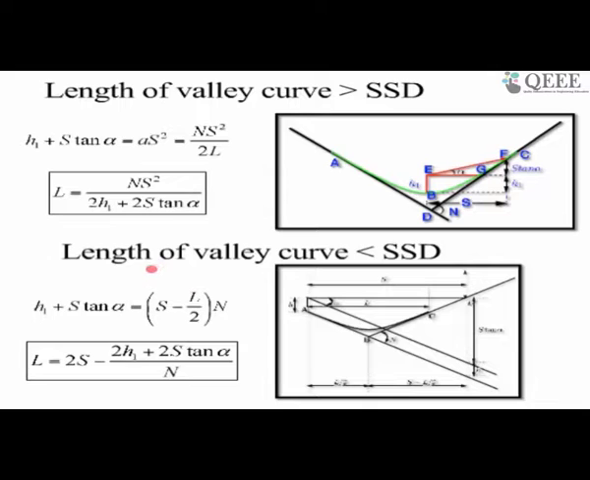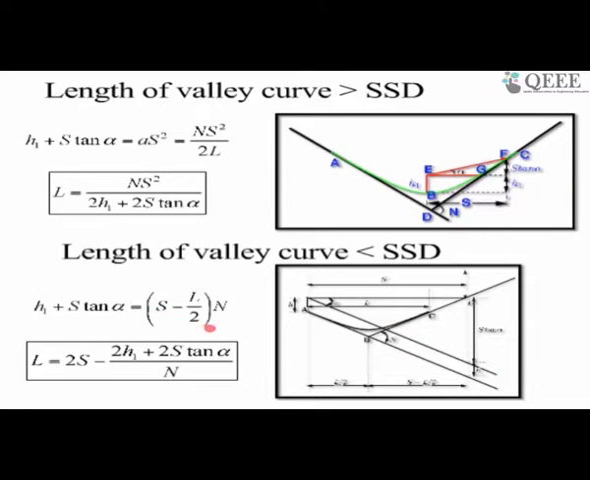The things change when the length of the valley curve is actually less than the sight distance. So in this case, you have to accommodate the tangent part as well. Here the height of the eye will remain the same, and the angle, S tan alpha, will remain the same. So the left hand side remains the same, whereas the right hand side, where you are trying to find out the horizontal distance, the x component, is going to change.